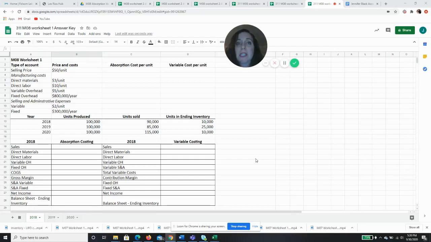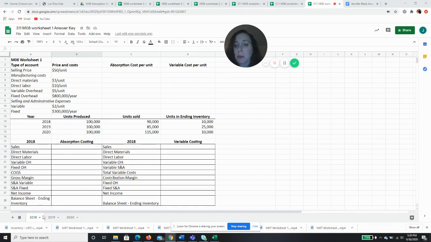Hi, so we're going to jump into worksheet number 1. You'll want to have that up either on your screen or printed out so you can follow along with me. The first thing we're going to do is calculate our absorption cost per unit and our variable cost per unit. Remember, the only difference is whether or not we include fixed overhead.